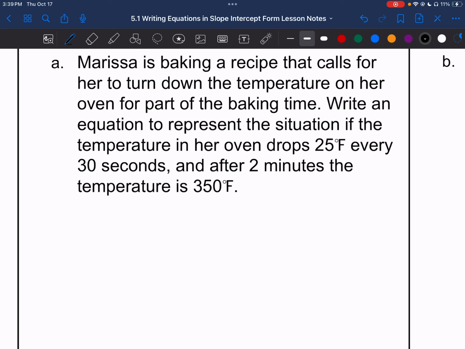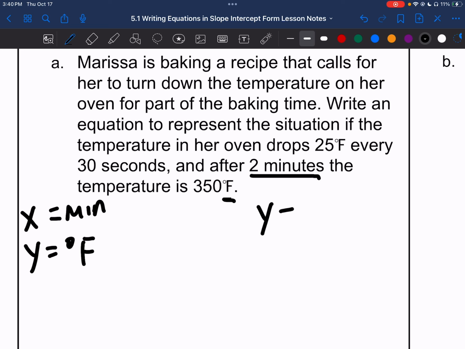Now, our first thing we need to do here is define our variables. And I'm going to just use x and y for simplicity. X is going to be measured in, well, we're measuring it in minutes. And our y value is going to be measured in degrees Fahrenheit. So if we have y equals mx plus b, we need to figure out what is our slope and what is our ordered pair for our points.